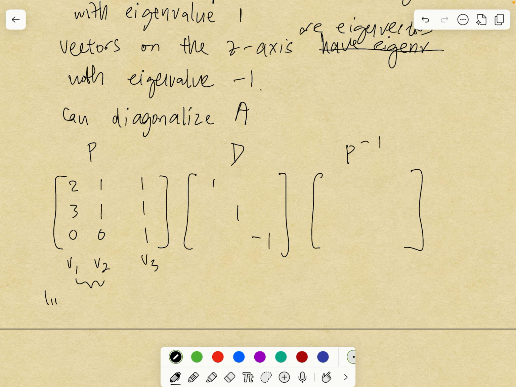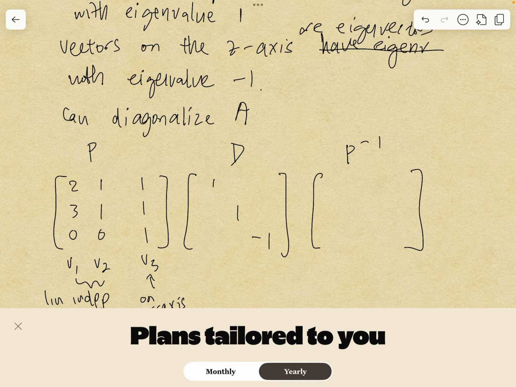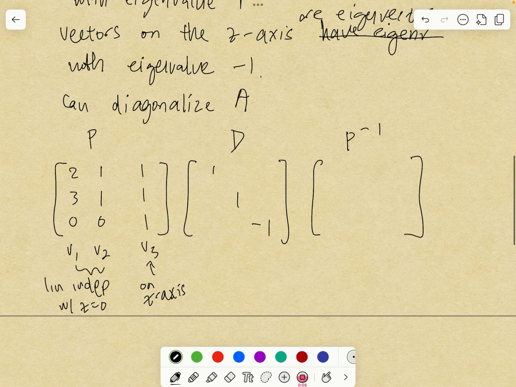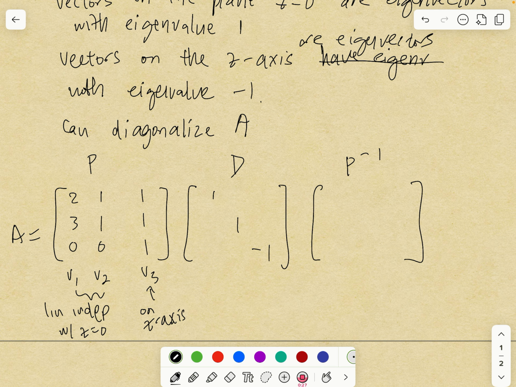So these are linearly independent eigenvectors, and v3 will be on the z-axis. Okay, so that's going to be P, and then P inverse is whatever P inverse is, and then we can express A like this. Now this was particularly simple, so it turns out that when you calculate P inverse and do PDP inverse, you will in fact just get A, which in this case turned out to be equal to D.